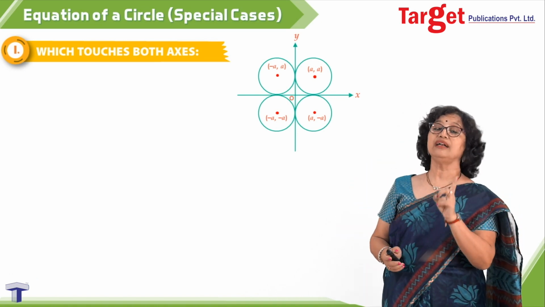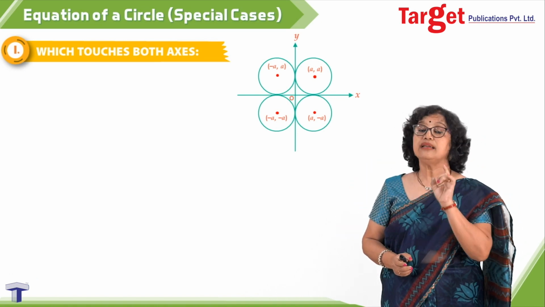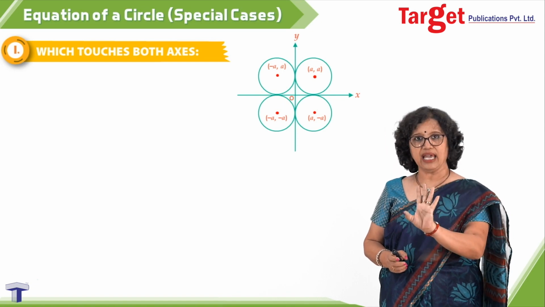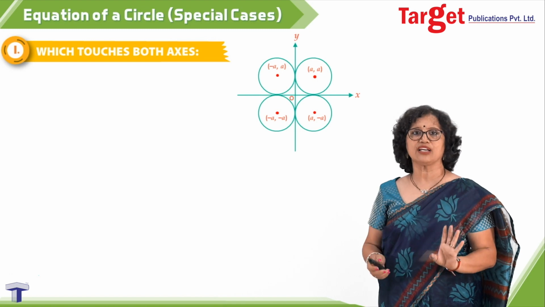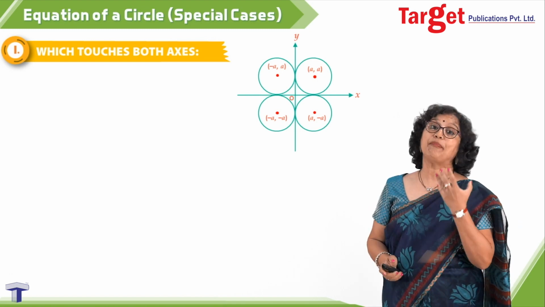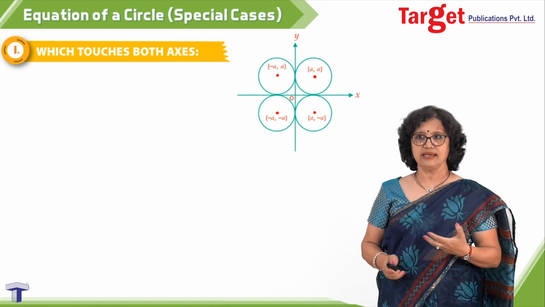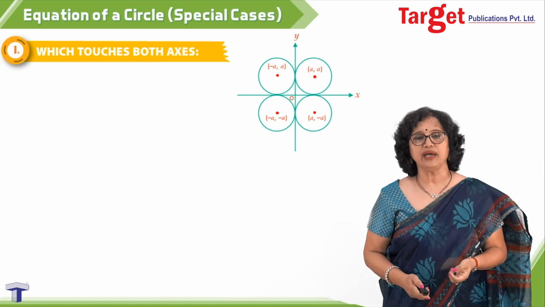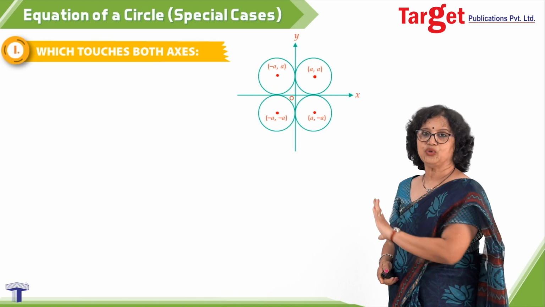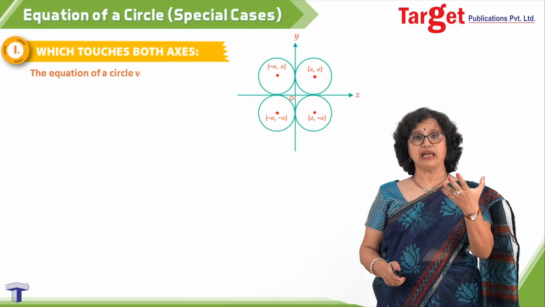Whenever a circle touches both the axes, if you are calling the radius a, then the coordinates would be written in terms of a only, both the x coordinate as well as the y coordinate, depending on which quadrant it is. Accordingly, the signs would come plus or minus. So the picture, I hope, is clear to you, and from here I will be writing the actual equation.